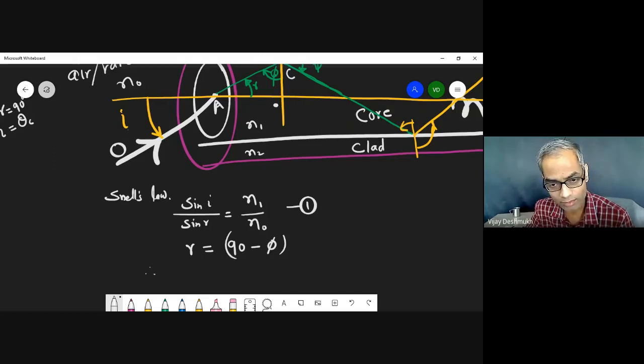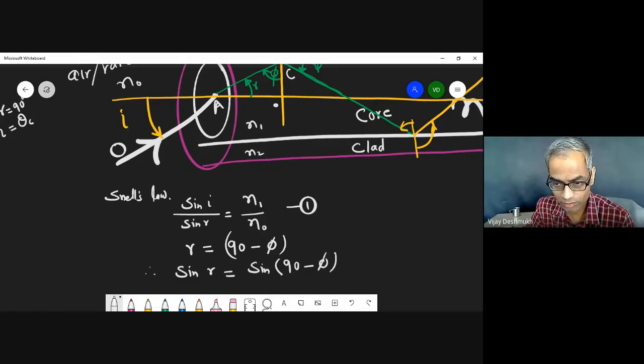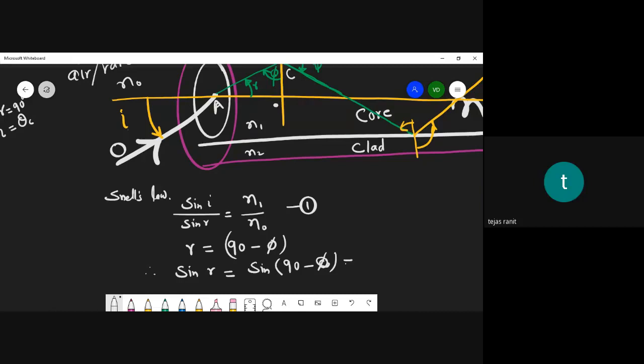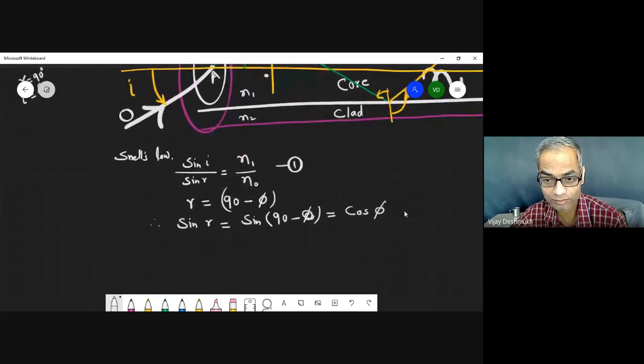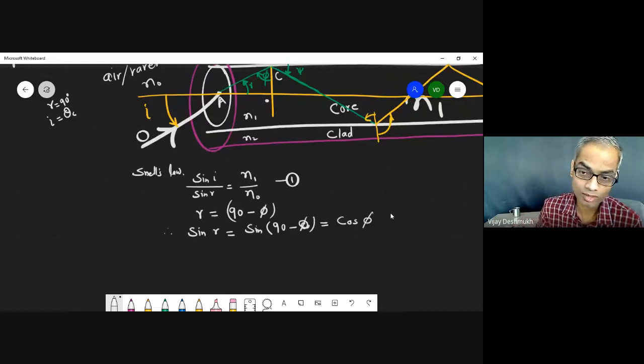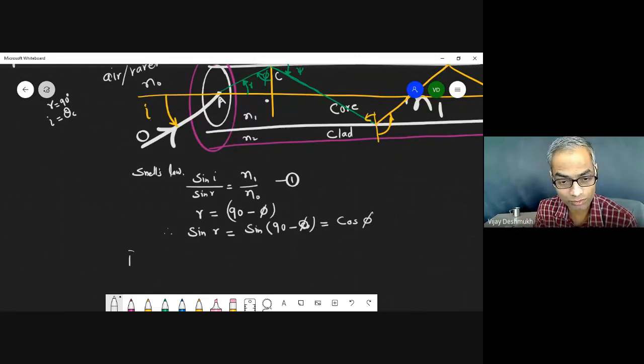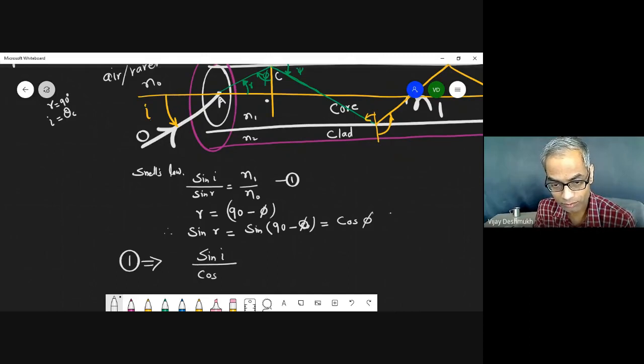Now what will be sine R? It will be sine 90 minus phi. Am I right? Yes, sir. Now what is sine 90 minus phi? Cos phi. Very good. आप लोगों का मैथमेटिक्स काफी अच्छा है. Good. Now putting this value in equation 1, equation 1 becomes sin I upon cos phi equal to n1 upon n0.